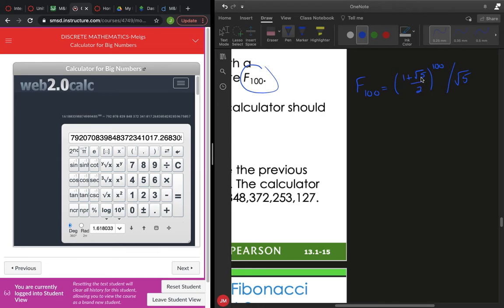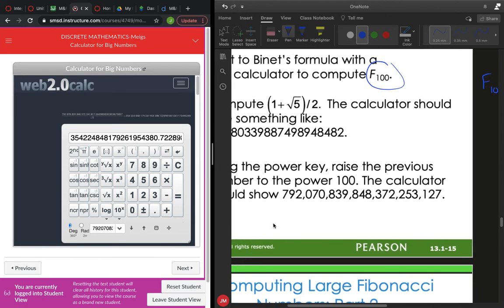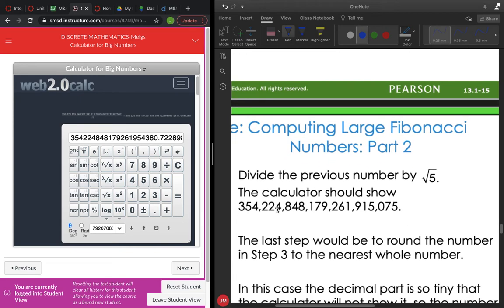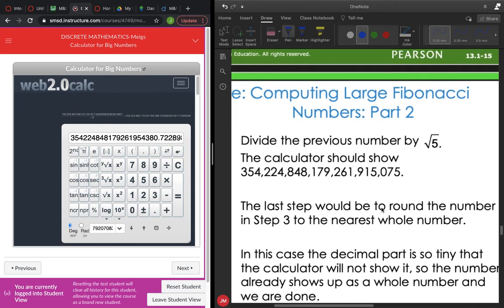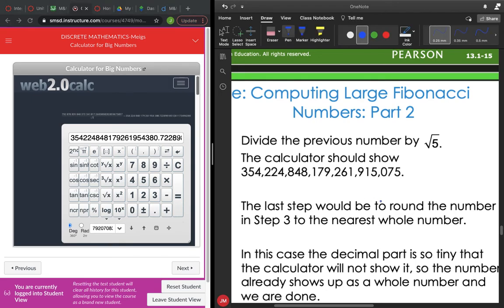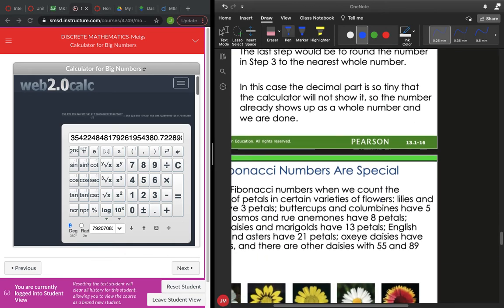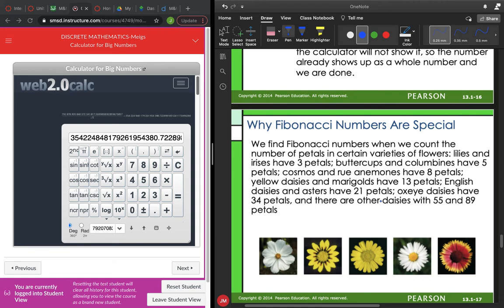Very last step. So we've taken 1 plus the square root of 5. We've divided by 2. We've raised it to the power of 100. We just need to now divide by the square root of 5, and that should be it. So divide by the square root of 5 is equal to, and we get this number right here. 354 is how it starts, 224, 848, and so on. And then when we round this to the nearest whole number, which again would be a little bit off from this, I think the calculator was off just a little bit there, it's going to give us a number very close to the one that we were just talking about.